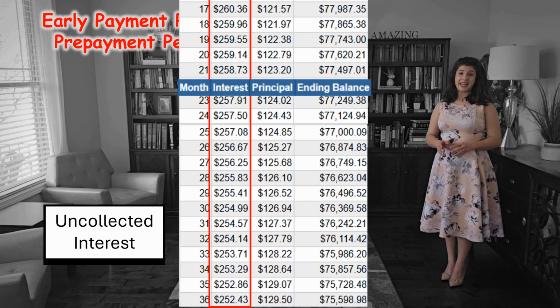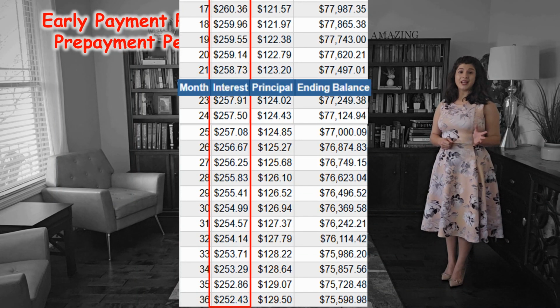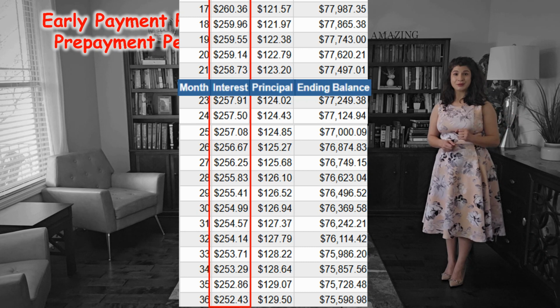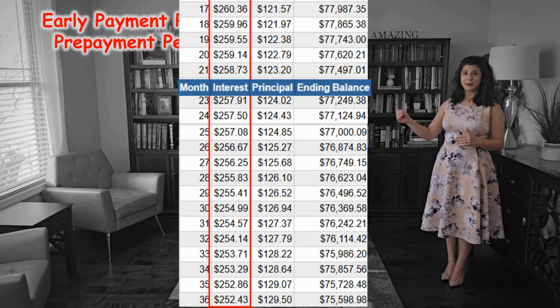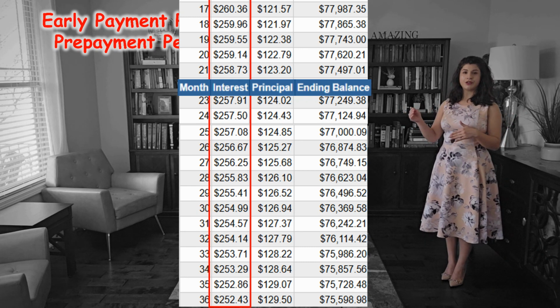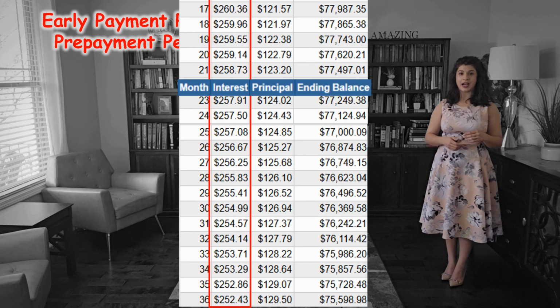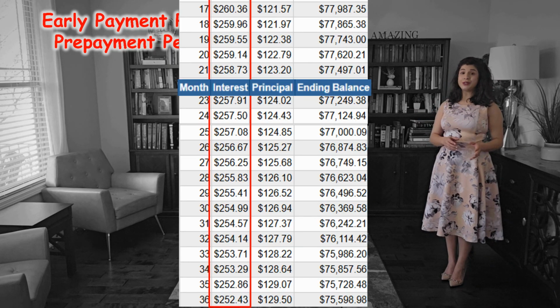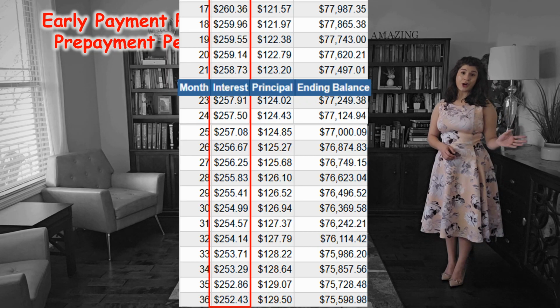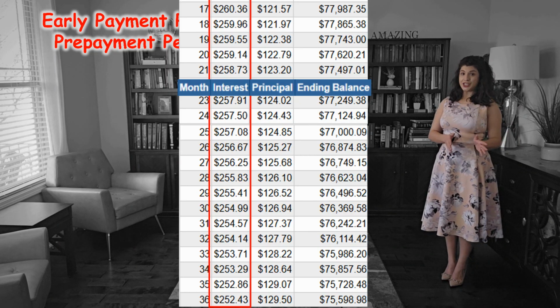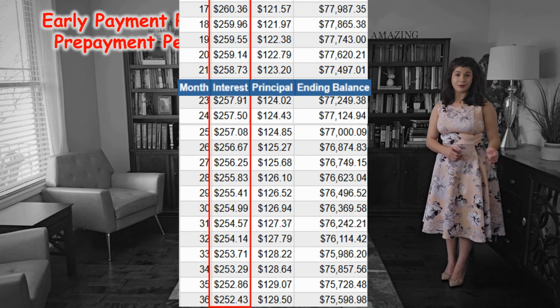And this penalty can be a flat fee, a percentage of your outstanding balance, or something that phases out over time. For example, it could be higher in the first few years and then gets lower over time. It's really important to read your loan documents carefully so you're not caught off guard if you decide or need to pay off your loan earlier than planned.